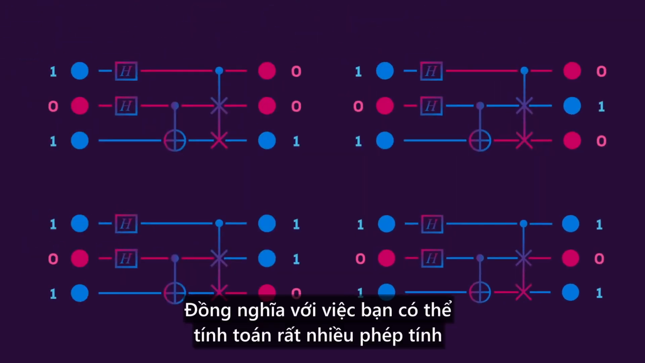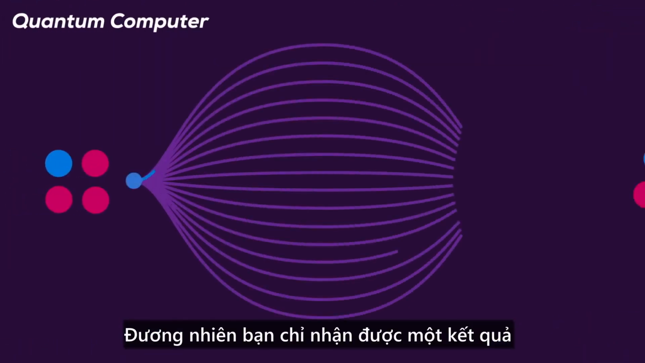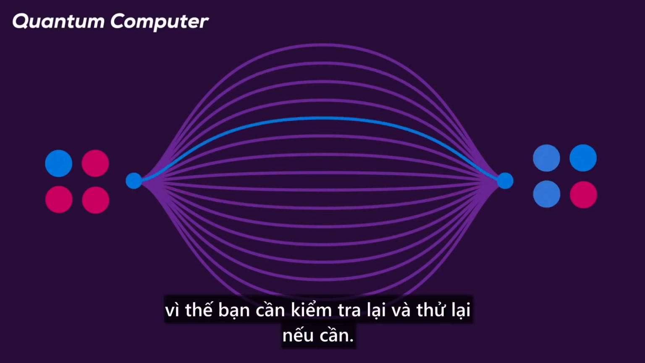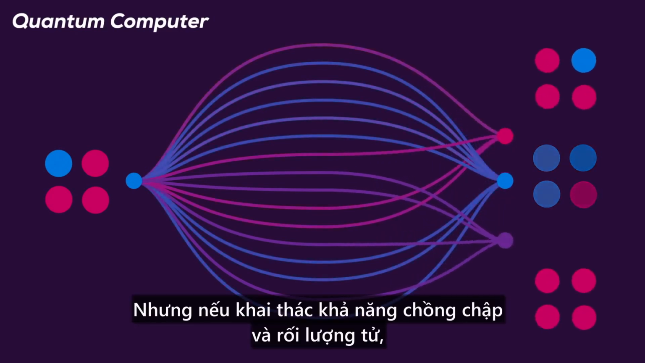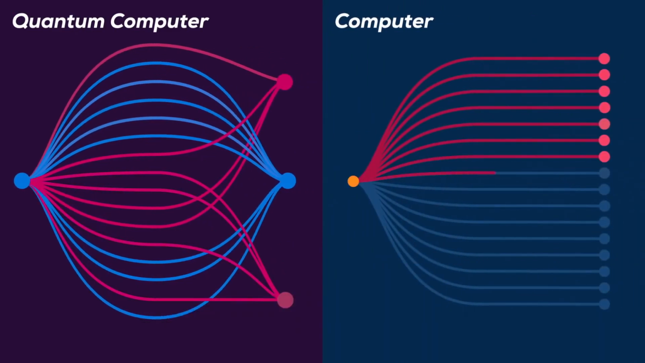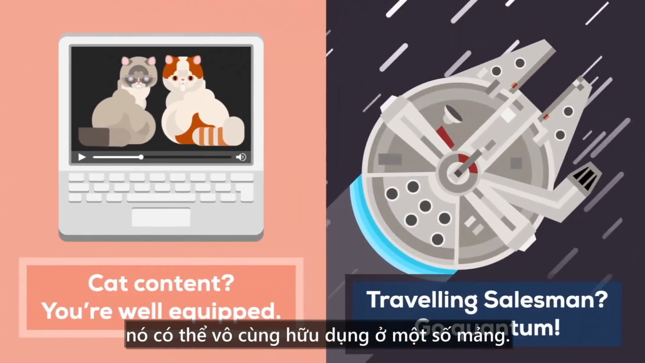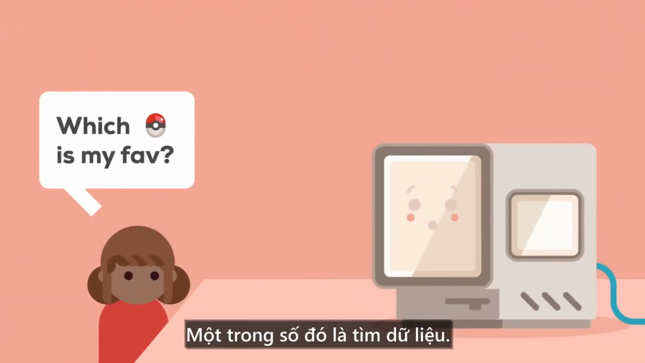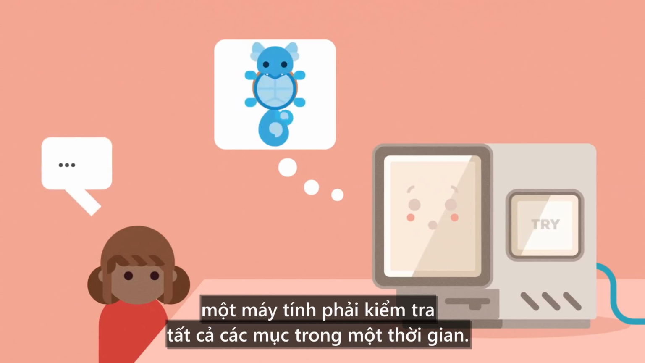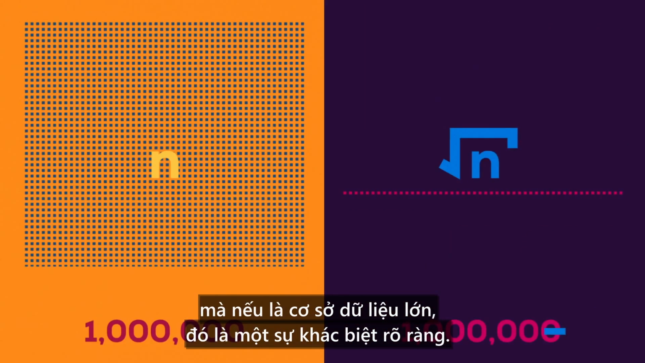What this means is that you get the entire lot of calculations that are possible with your setup all done at the same time. Ultimately, you can only measure one of the results, and it will only probably be the one you want, so you may have to double-check and try again. But by cleverly exploiting superposition and entanglement, this can be exponentially more efficient than would ever be possible on a normal computer. So while quantum computers will probably not replace our home computers, in some areas they are vastly superior. One of them is database searching. To find something in a database, a normal computer may have to test every single one of its entries. Quantum algorithms need only the square root of that time, which for large databases is a huge difference.